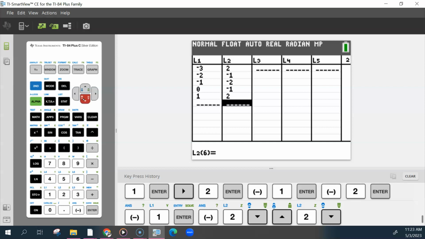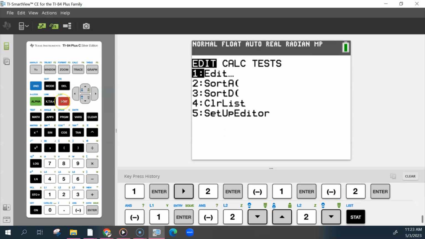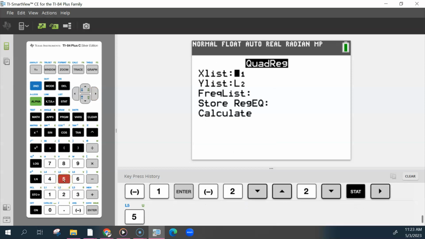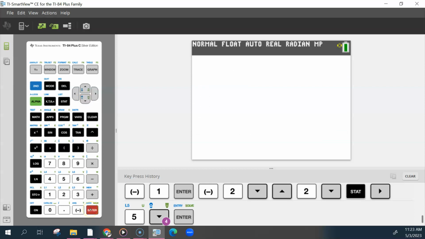If you're in the calculator, you're going to go back to Stat, scroll over to Calculate, down to number 5 or hit 5. In this case, we're not predicting values, so we don't need to store it, so we can just go down and calculate it. Whether on Desmos or on the calculator, you should have gotten these same points. So our equation would be y equals 1x squared, or just x squared, plus 2x minus 1.